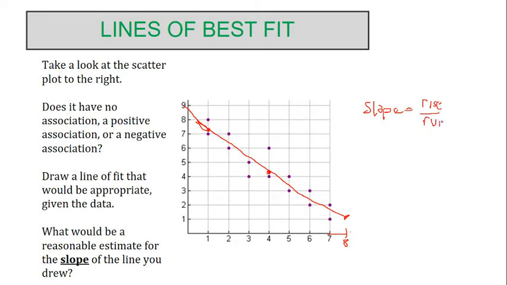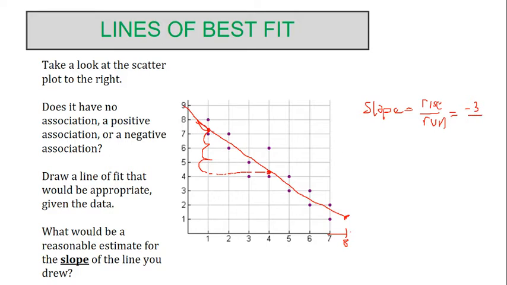I'm going to count the rise. If I'm going down to get from one point to another, that would indicate a negative number for the rise. So in this case, I have to go down 1, 2, 3. So I'm going to say that the rise was -3.